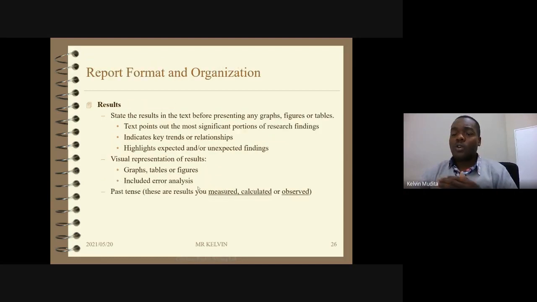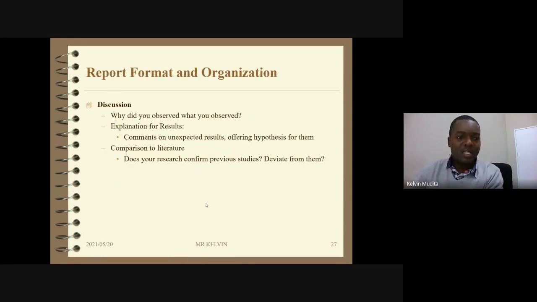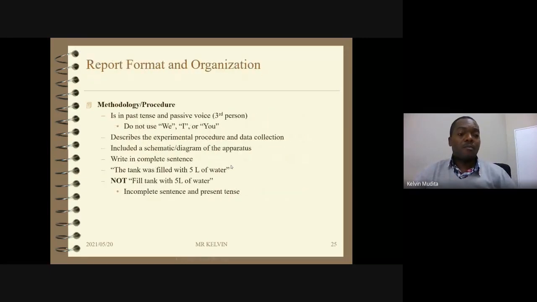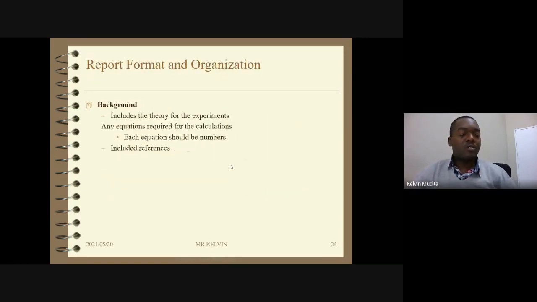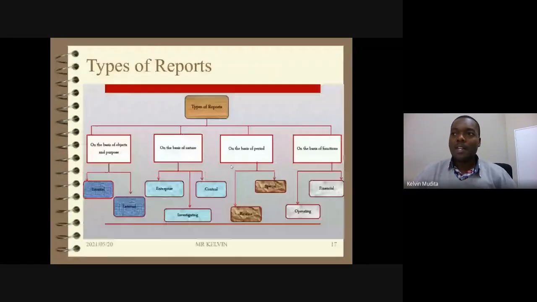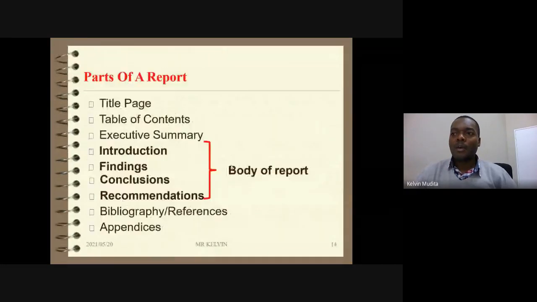So I want you to go and look at how you compare results. I want you to go and look at all these remaining slides. I've made them much more detailed. How do you recommend? So in a report, it's a matter of being factual and also avoiding personal feelings when compiling.